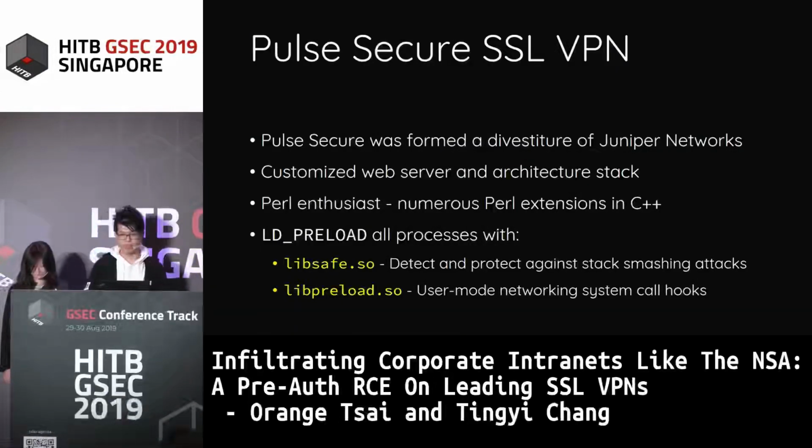The next case we talk about is PearlSecure. PearlSecure is the market leader of SSL VPN and was formed by a divestiture of Juniper Networks. They are Perl lovers and built the whole architecture stack from scratch. The architecture is old, but stable and secure. And it's worth mentioning, PearlSecure hooks all processes by LD_PRELOAD due to monitoring and security considerations. We will discuss this later.